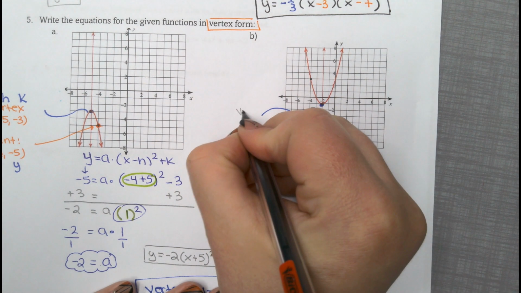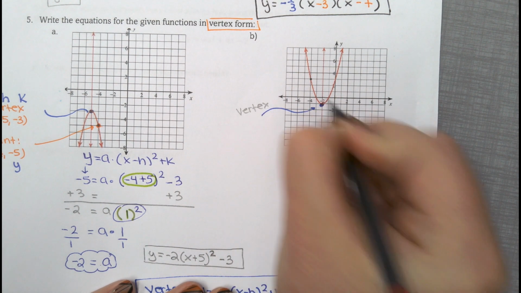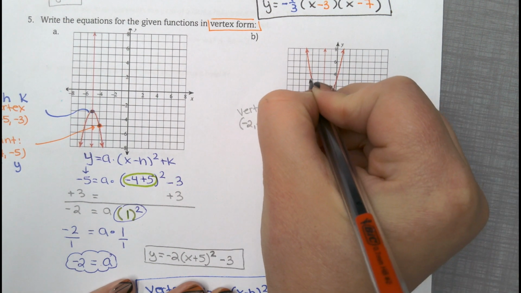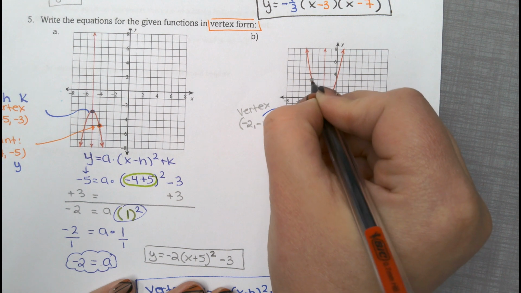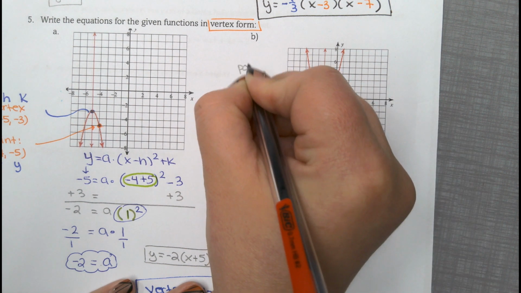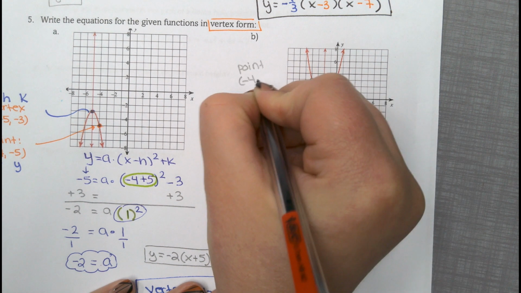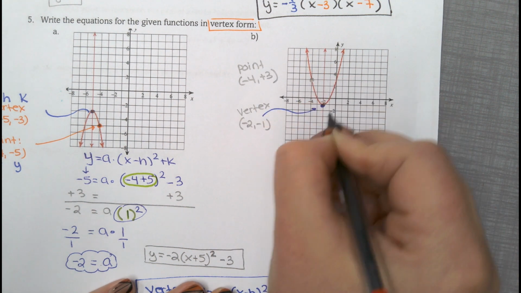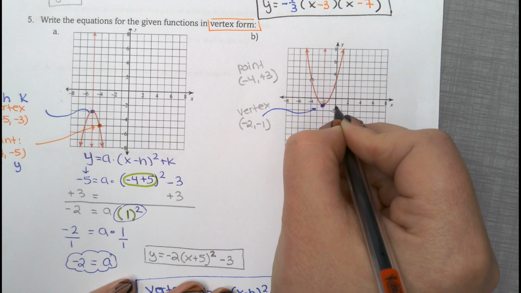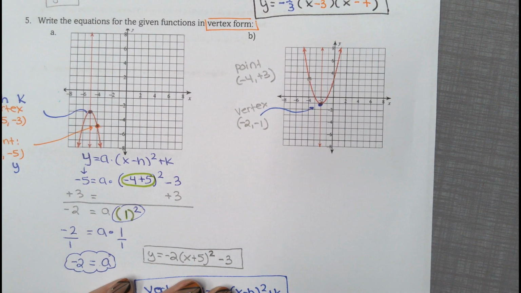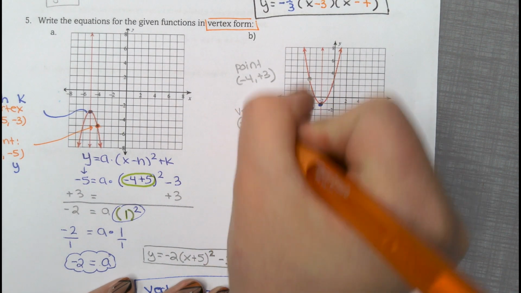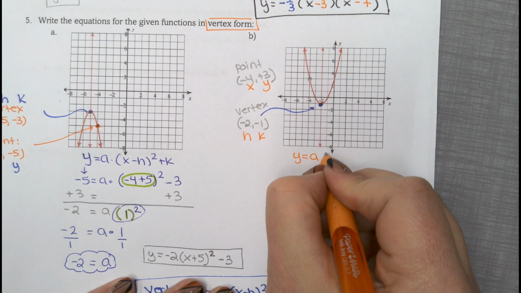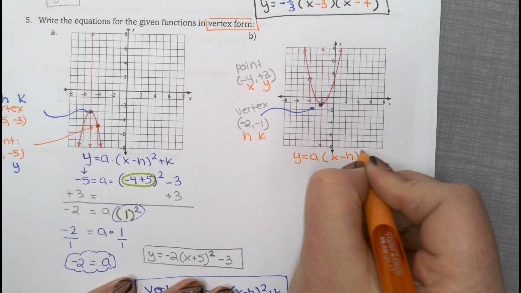Our vertex is at -2 and -1. Our point was right here, and that is at -4 and +3. Make sure, -4, +3, and then -2, -1. Again, label H, K, X and Y. Write out your equation. Start replacing your letters.